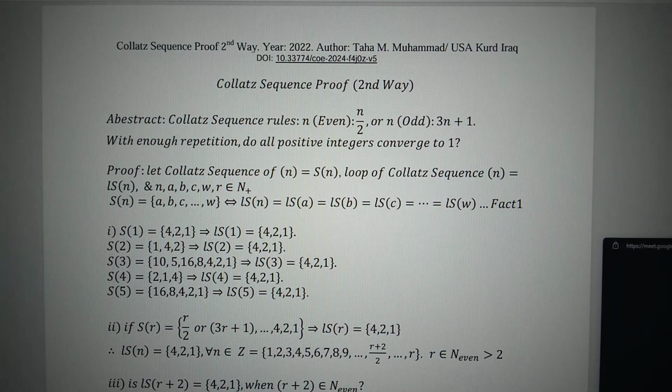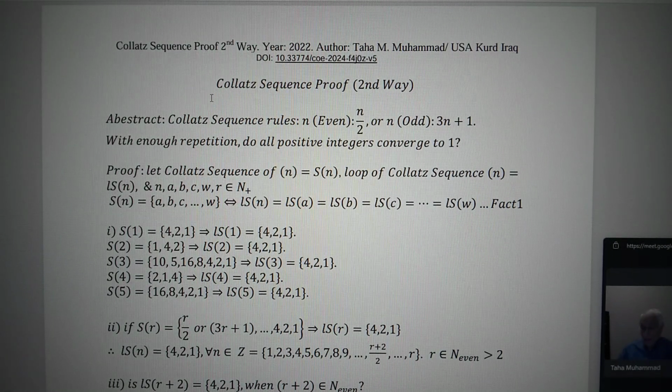Let me make Google Meet ready. Okay, this is Google Meet. Okay, I would like to repeat the Collatz solution second way. Okay, let me bring the ruler. Okay.